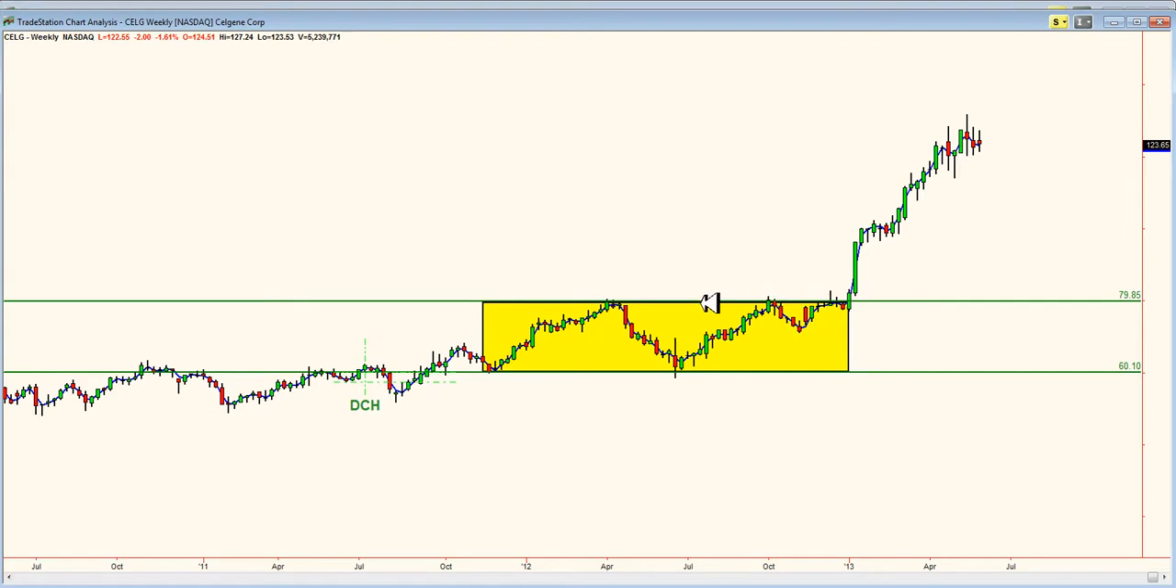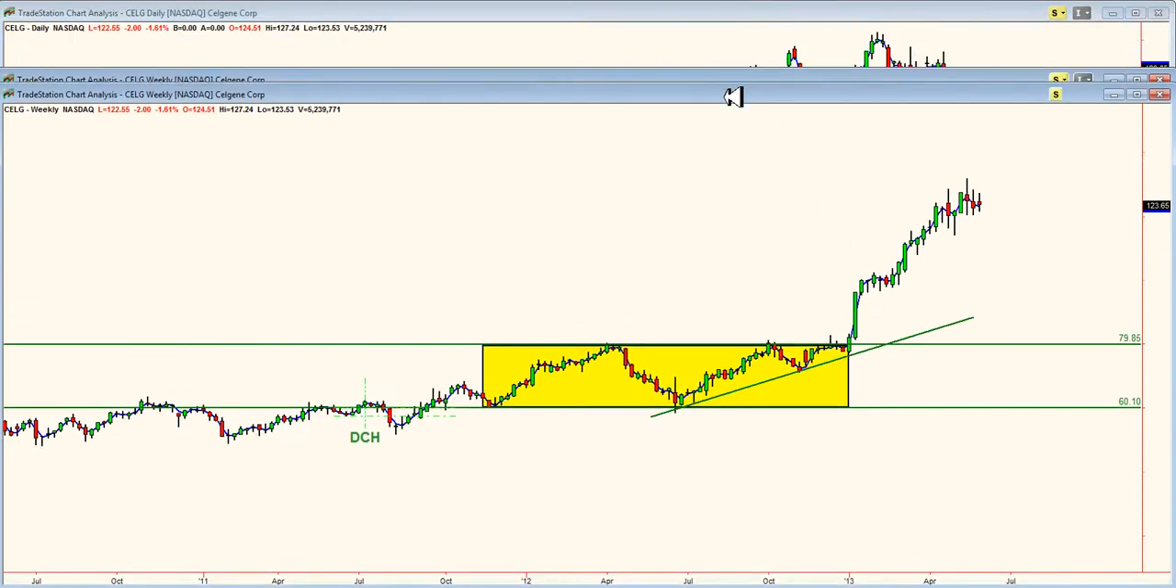Now notice we broke out of this resistance area, but also that we had a clearly defined higher low within this box right below the breakout level, and then it took off. That's your trend line in your box.